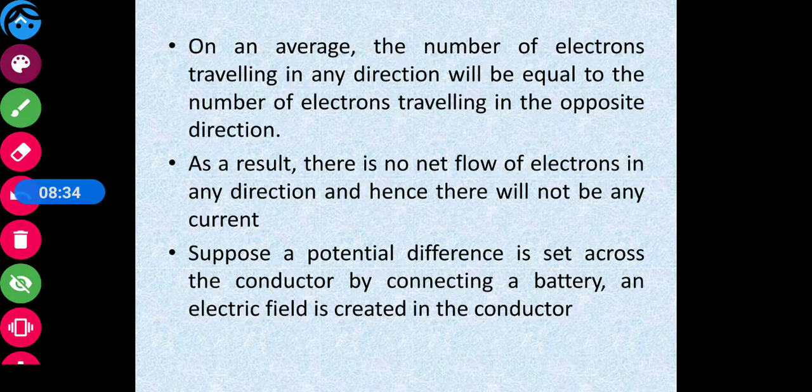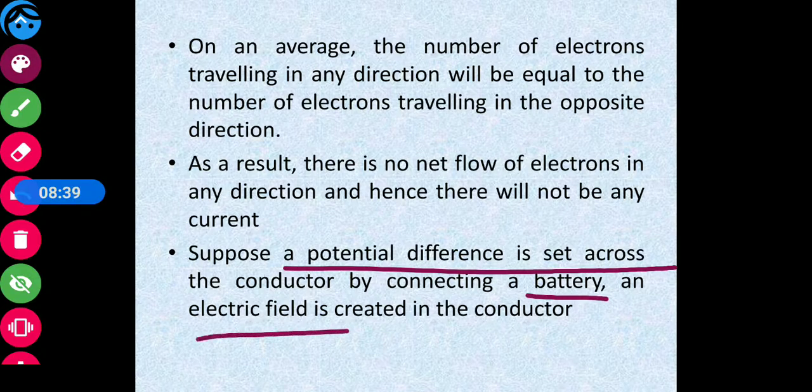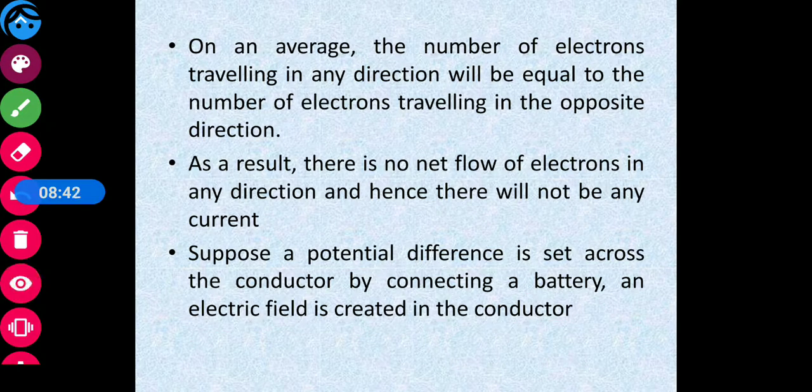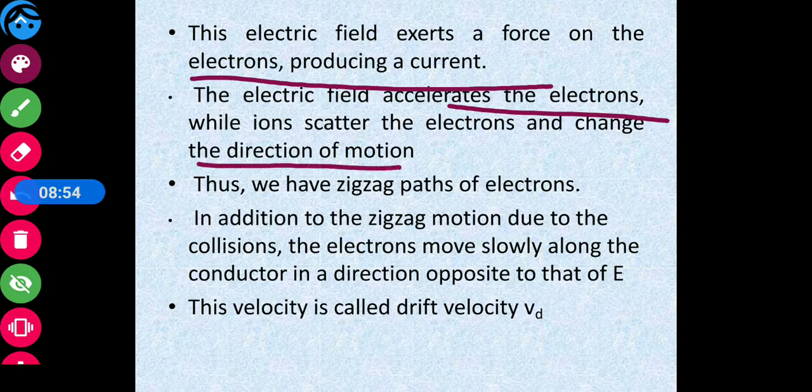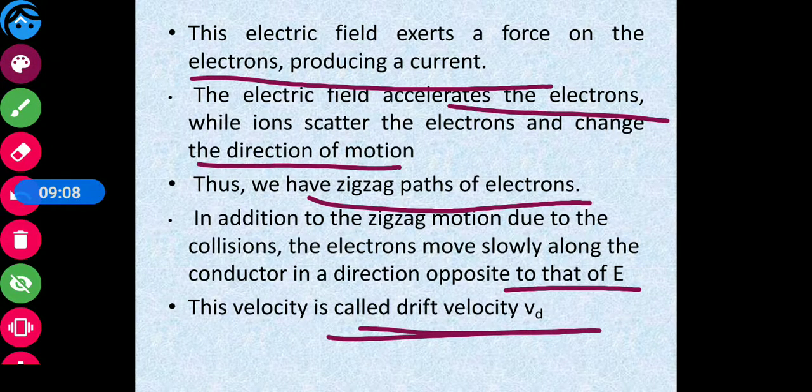Hence there will not be any current. Suppose a potential difference is set across the conductor by connecting a battery. Then an electric field is created in the conductor, and we say that the electric field exerts a force on the electrons, producing a current. The electric field accelerates the electrons while ions scatter the electrons and change the direction of their motion. Thus, we have a zigzag path of the electrons. In addition to the zigzag motion due to collisions, the electron moves slowly along the conductor in a direction opposite to that of the electric field, and this velocity is called the drift velocity.